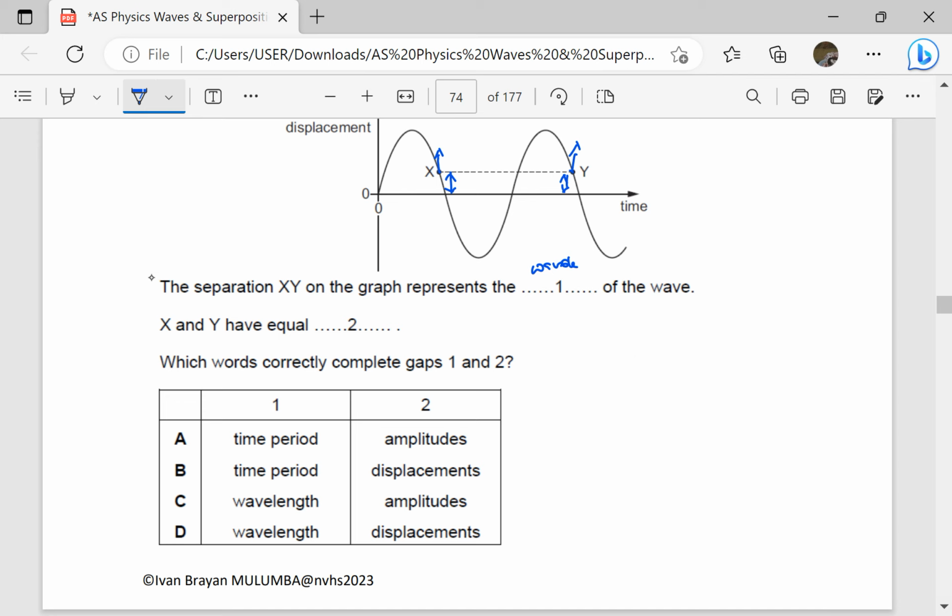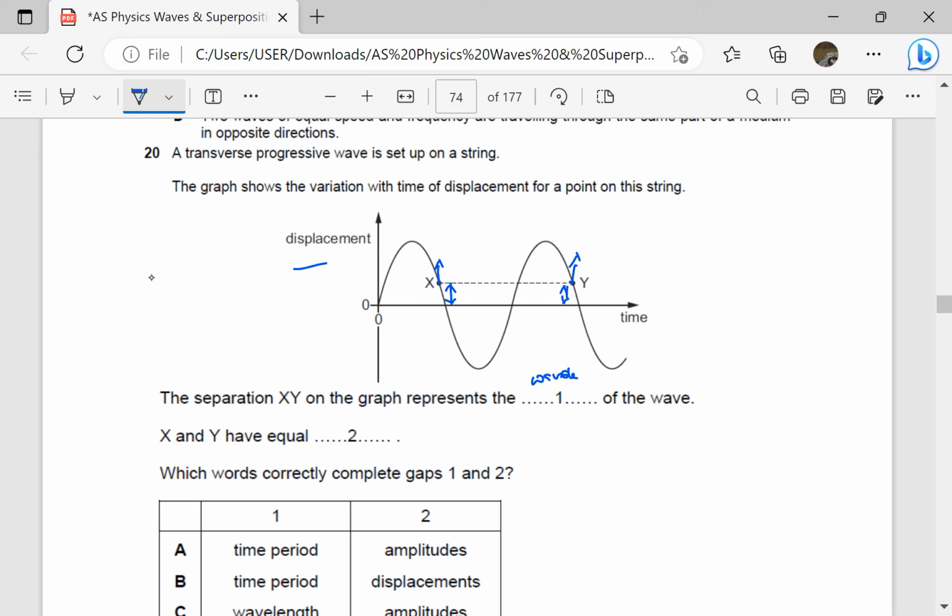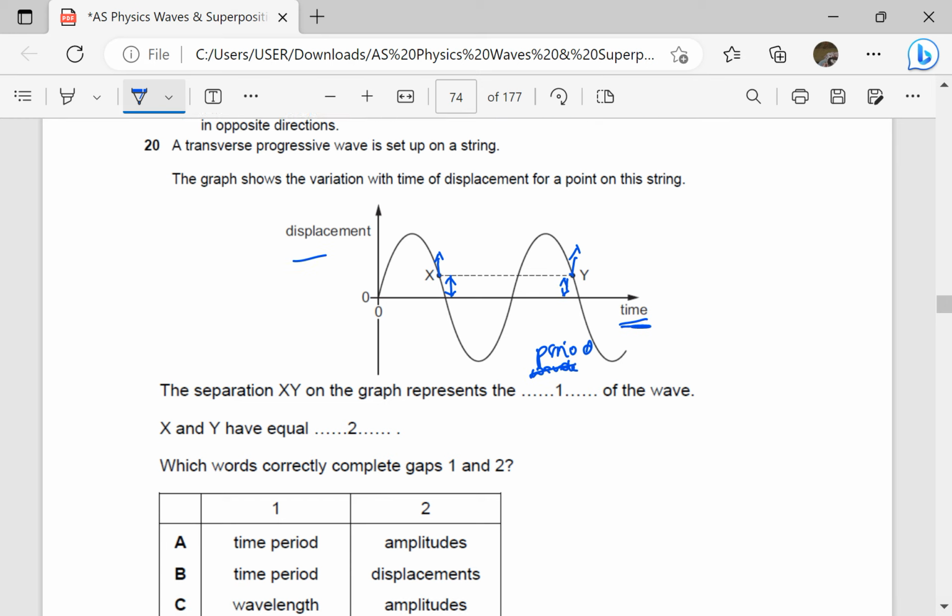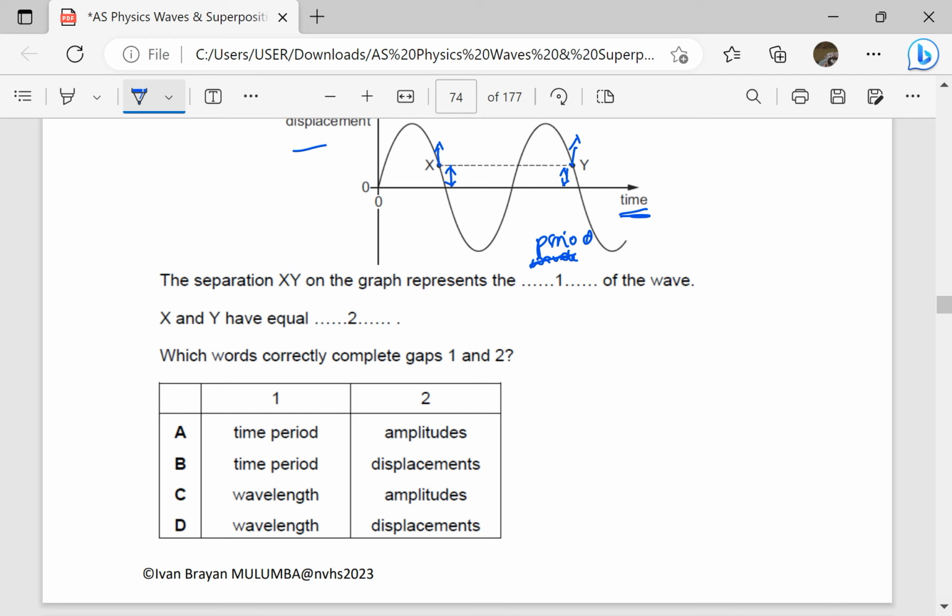but this is not wavelength because this is displacement against time, so that is period. The separation xy on the graph represents period, because this is against time. So the answer there is going to be time period and displacement.